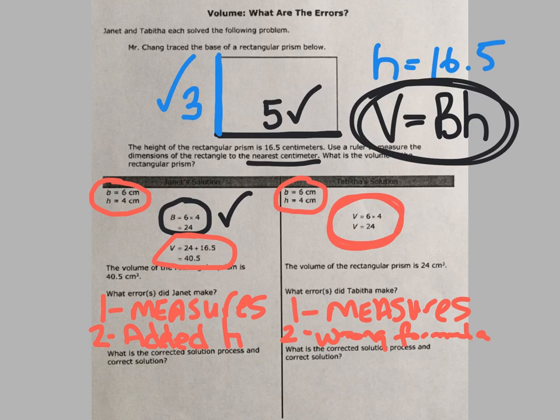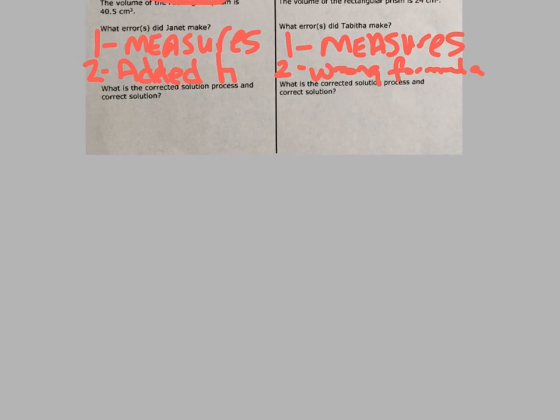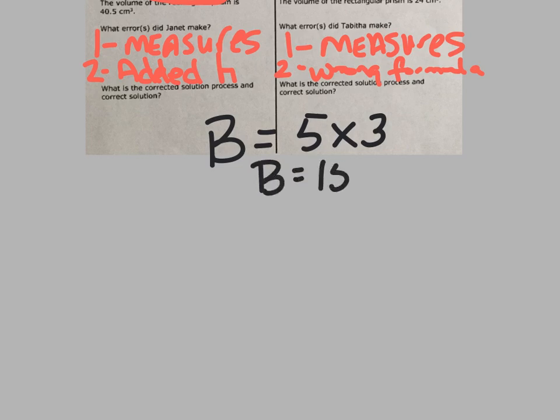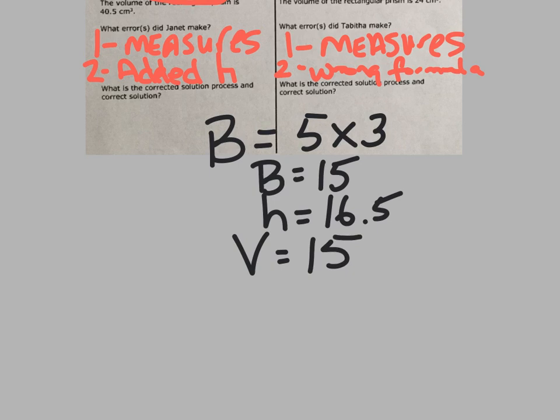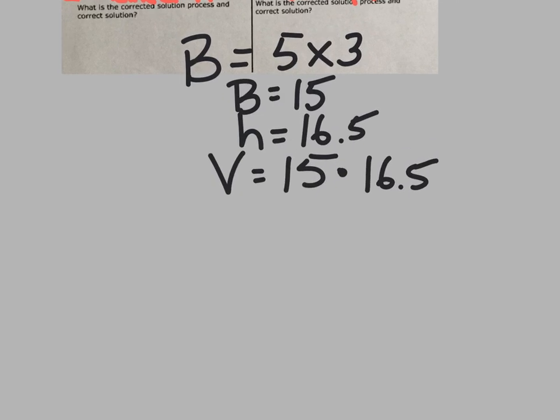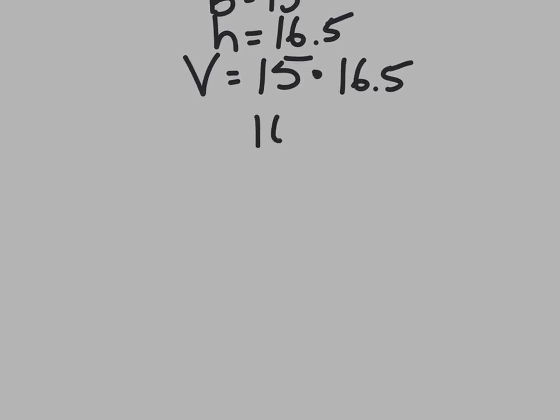Now, down the bottom it says, what is the corrected solution process and correct solution? Well, we know the measures should have been 5 and 3. So we know that big B was the length of 5 times the width of 3. So big B was 15. And we know the height was 16.5. And since volume is big B, 15, multiplied by height, 16.5, we know that if we simply multiply 16.5 times 15, we'll find the volume.